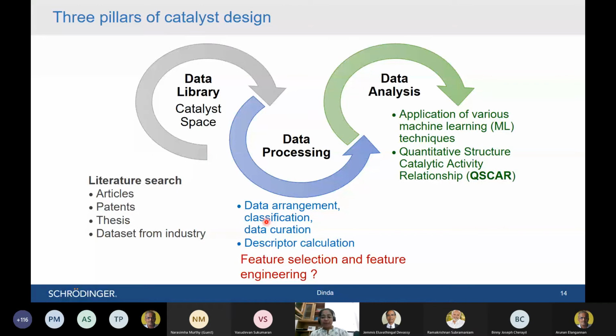Okay, so coming back to catalyst design, the underlying principle is very similar. First we have to get the library. Here the library is not for a disease or anything else, but for catalysts, and it could come from anything: literature, patents, theses, or industry data sets. Then comes the processing, and then we use different machine learning algorithms to establish the quantitative structure catalytic activity relationship. To do that, sometimes you have to calculate or engineer the features so that you get the best model.